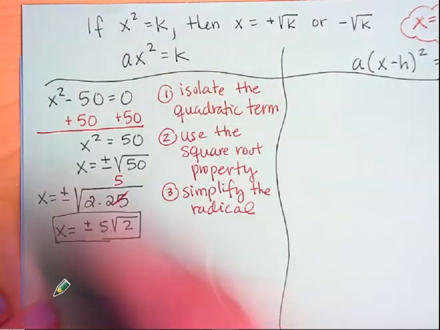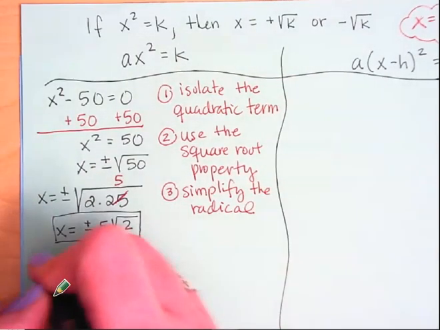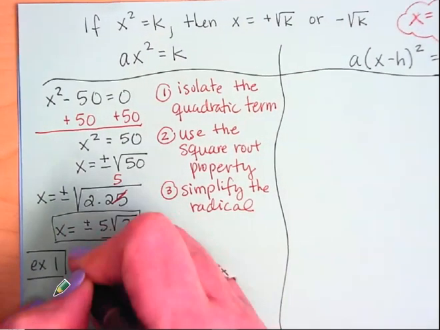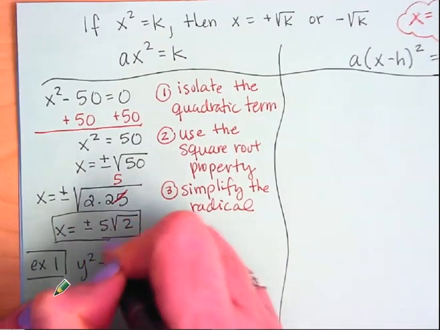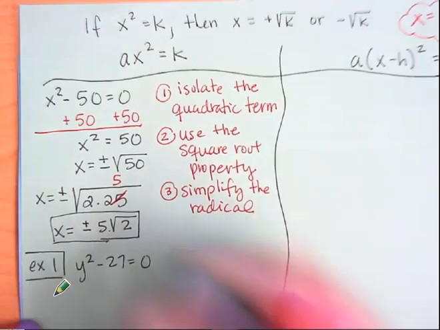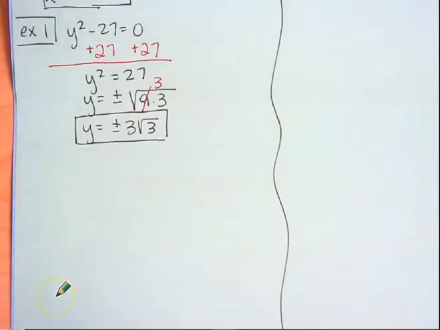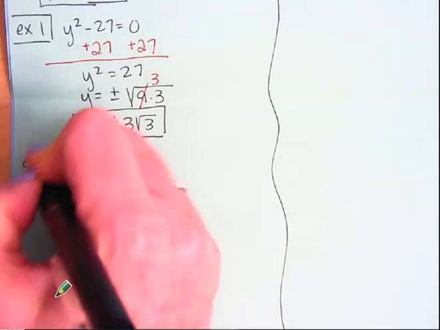So using that procedure, those steps, I want you to do this one by yourself. y squared minus 27 equals 0. So pause the video and do that here. Okay, so here's the next example.